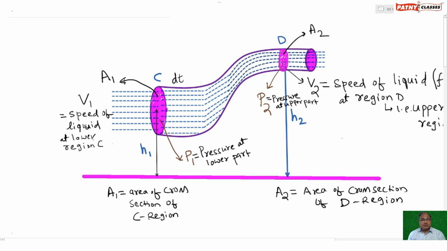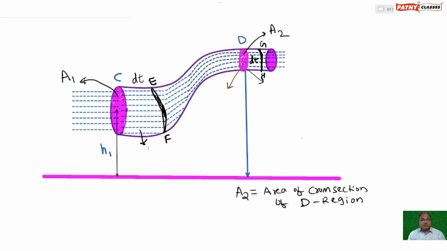As we said, V1 is the speed of the liquid at the lower region. In time dt, the liquid at the lower part will travel from C to the region E. At the same time, in the upper part, the liquid will travel from D to the region GH. So this is the region where the liquid will travel in time dt.